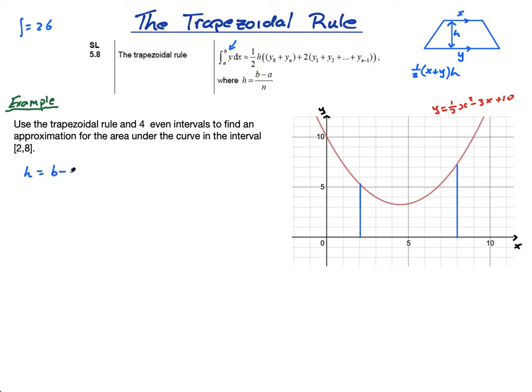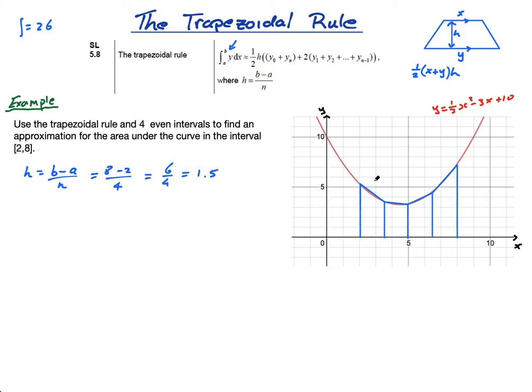So h is b minus a over n. Now b and a are the limits, so we're going from 2 to 8. This would be 8 minus 2 over n, which is 4, because he wants 4 even intervals or 4 trapezoids. 6 over 4, which is 1.5. So the height of our trapezoids, which is actually going to be our length here, is 1.5. So I'm going to go 1.5 there, 1.5 is there, 1.5 is there, and you can see why it's 1.5, because that is 4 evenly spaced trapezoids.